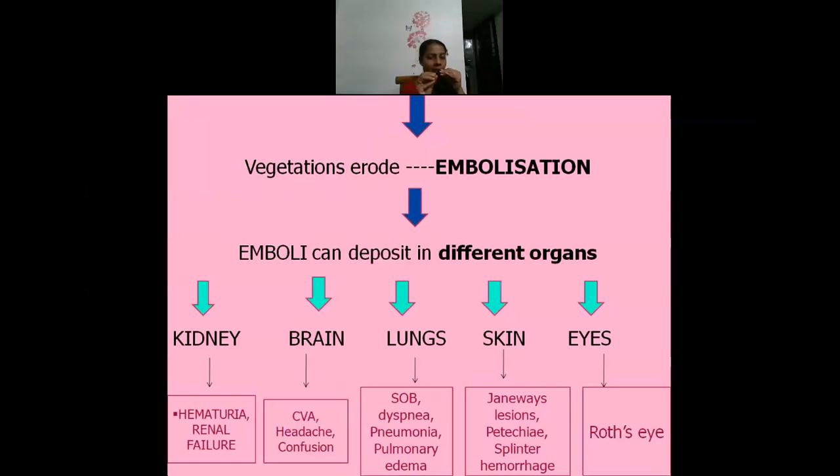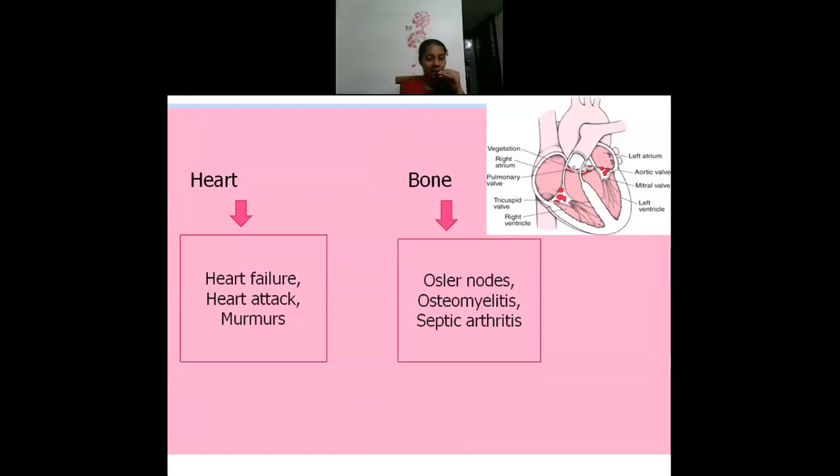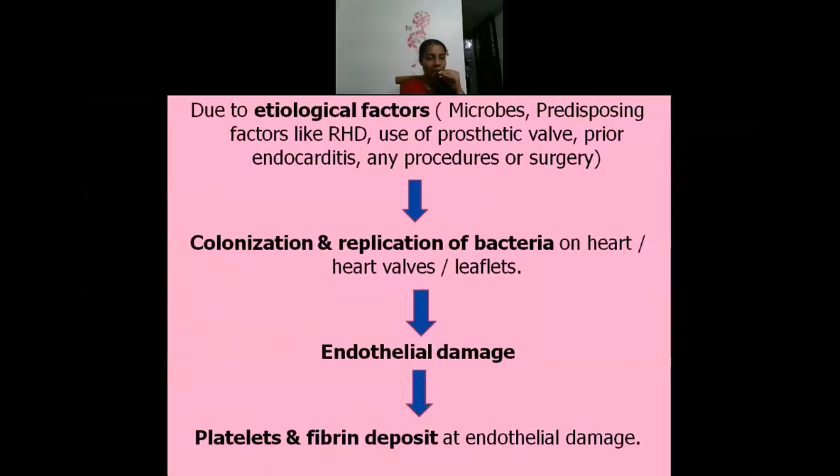Through the blood it can affect any organs: the kidney, brain, lungs, skin, eyes, heart and bone can be affected. So what happens? Due to the etiology, the bacteria enter through the bloodstream and multiply, and it will affect the endocardium, and it will also affect the heart valve.